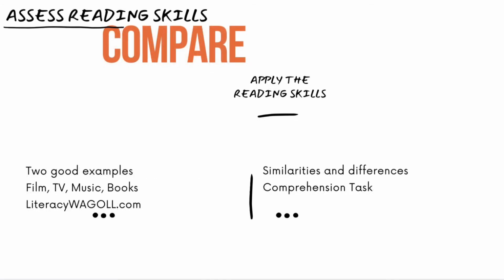The next stage is to compare, so basically applying the reading skills that you've modelled. You should pick at least 2 good examples related to what you're teaching, and this can be from film, TV, music, books. A good place that I often look for text is literacywaggle.com. And after each example, we discuss the text and then we answer some comprehension questions on each one. So basically using the skills and applying what you've modelled in the last lesson.